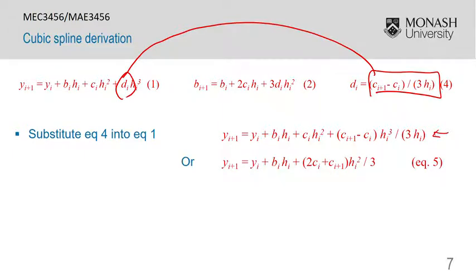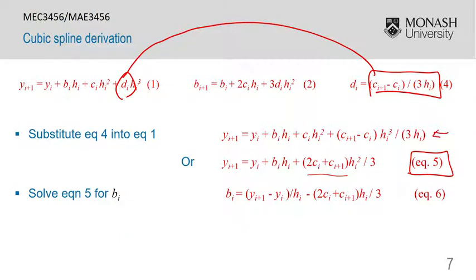And if we just group the terms, we come up with y_{i+1} is equal to y_i plus b_i h_i plus this combination of c terms, which we're going to call equation 5. We can now solve equation 5 for b_i. So b_i is equal to some expression involving y's and some expression involving c's. Now remember, we're just trying to get a relationship between the y's and the c's. We're not quite there yet, but you can see where we're headed.